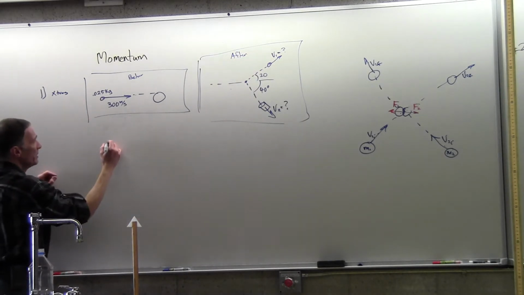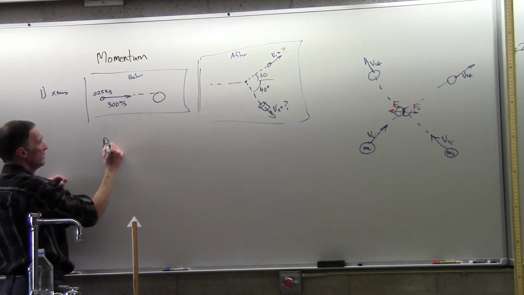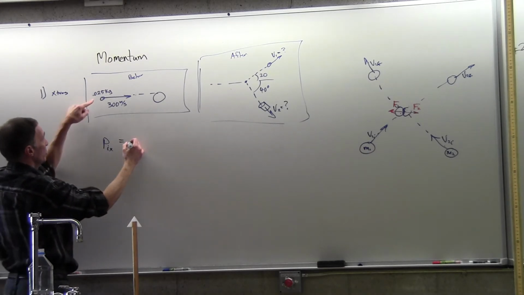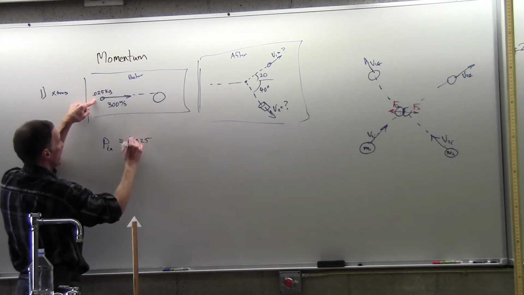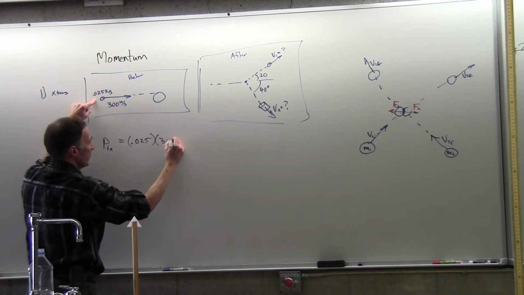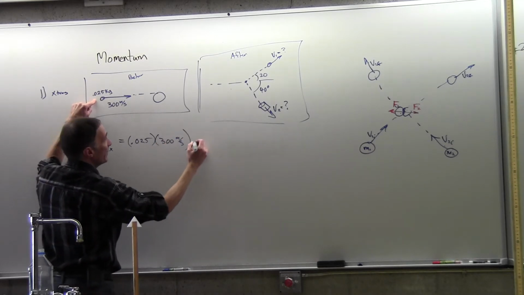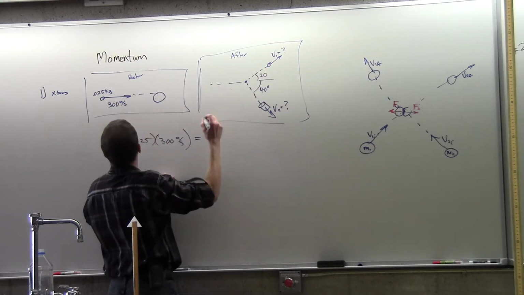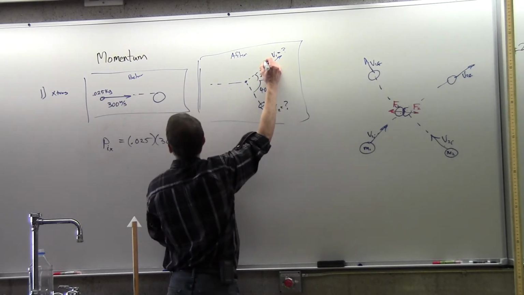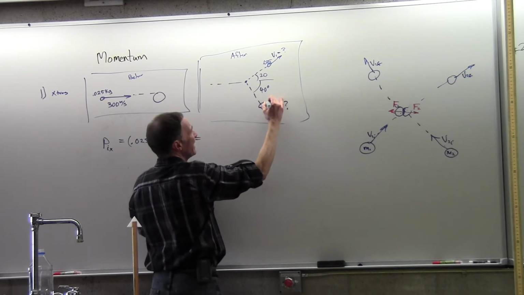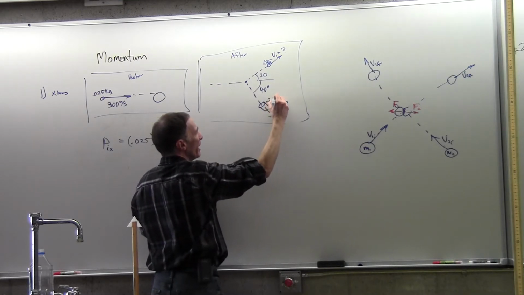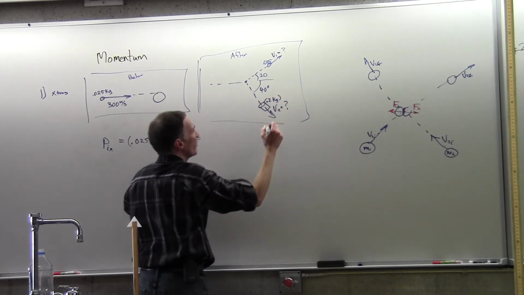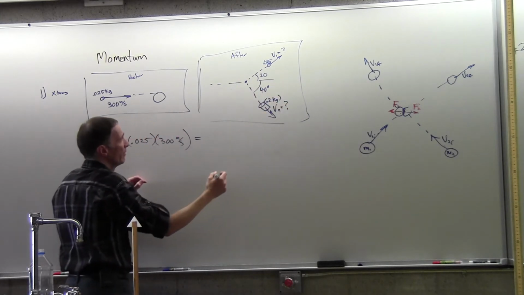Here we have momentum in the x direction. P initial in the x is just equal to 0.025 times 300 meters per second. And then that's equal to the final in the x, where we're going to have these two. Again, this is 0.025, and I believe the can is 0.2 kilograms. 200 grams or 0.2 kilograms flying off that way.